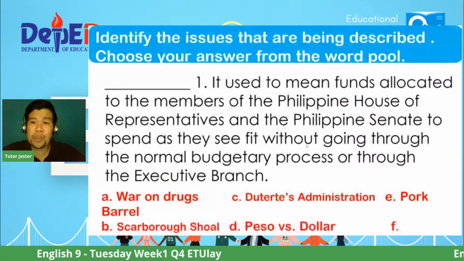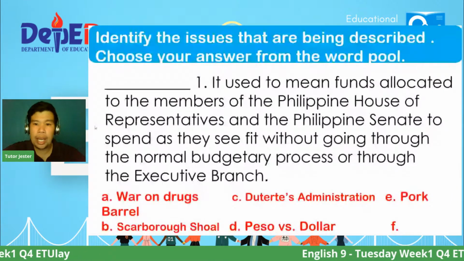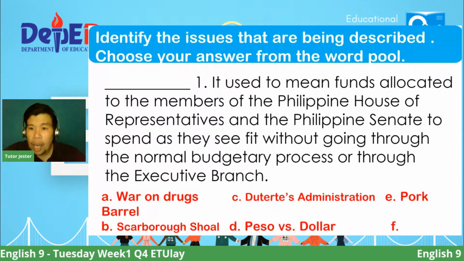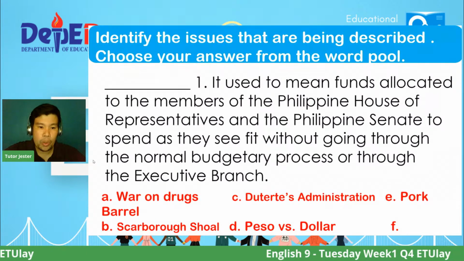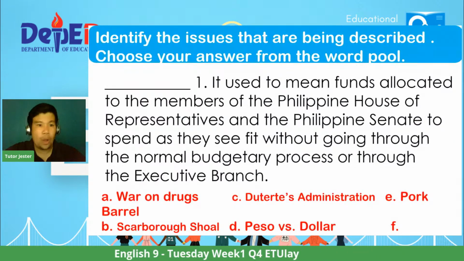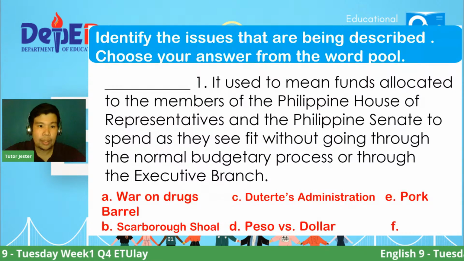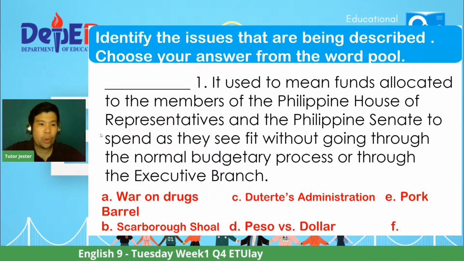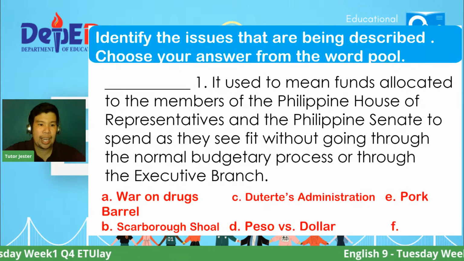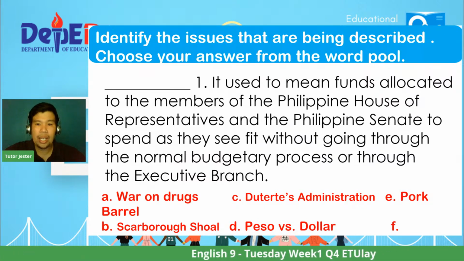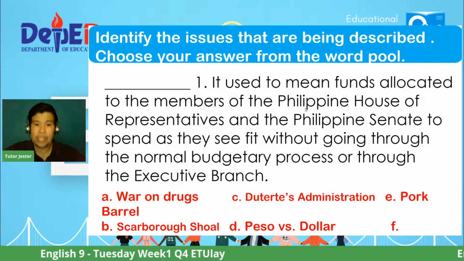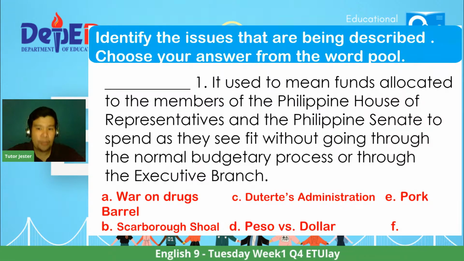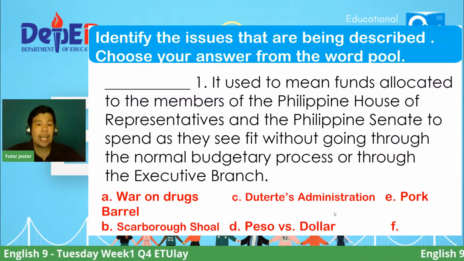Okay, you got it. It is used to mean funds allocated to the members of the Philippine House of Representatives and also the Philippine Senate to spend as they see fit without going through the normal budgetary process or through the executive branch. Again, the question: it is used to mean funds allocated to the members of the Philippine House of Representatives and the Philippine Senate to spend as they see fit without going through the normal budgetary process or through the executive branch. These are the choices.